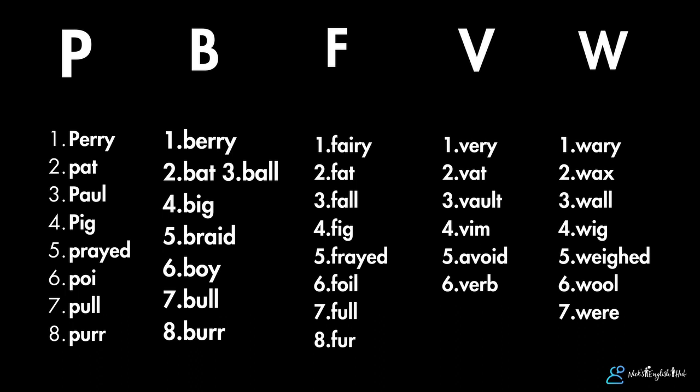Then we have all the B sounds. Berry, Bat, Ball, that three should be down there. Big, Braid, Boy, Bull, Burr. Then we have the F sound, the voiceless sound. Fairy, Fat, Fall, Fig, Frayed, Foil, Full, Fur. Then we have the V's. Very, Vat, Vault, Vim, Avoid, Verb.